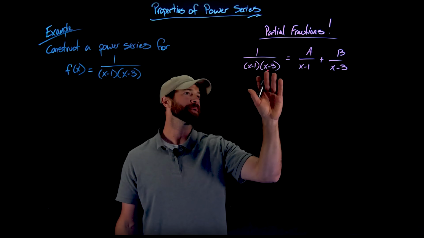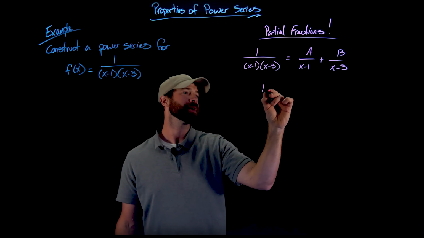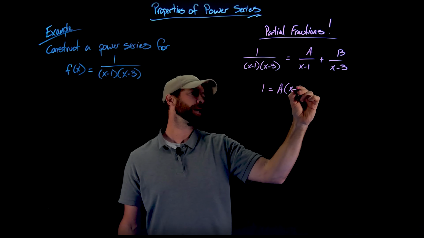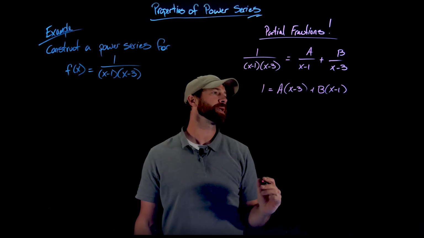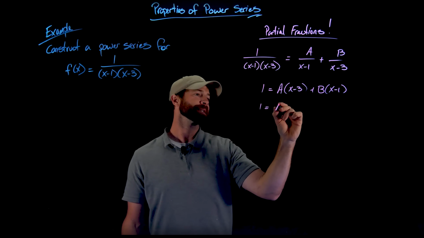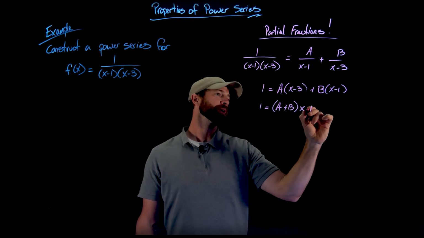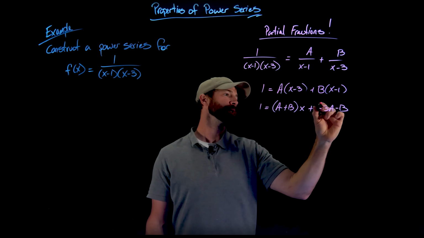This is our first setup. Multiplying each side by x minus 1 times x minus 3 will give us that 1 equals a times this denominator of x minus 3 and b times x minus 1. When I distribute this and clean things up, I would look at this as a plus b is the coefficient for x, and then our constant coefficient is negative 3a minus b.